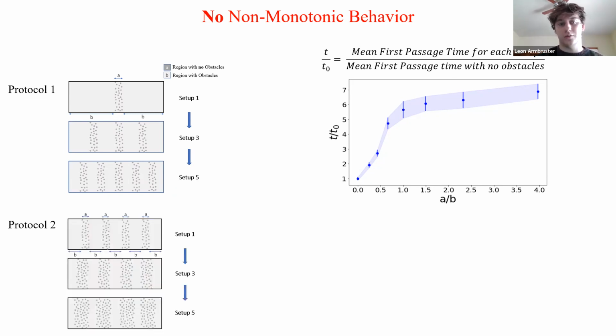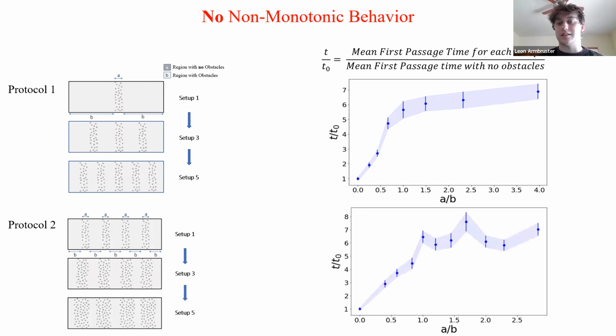For protocol 2, we keep the number of obstacles constant, but we increase the width of obstacles, again taking about 100 trials for each of these setups. You can see similar behavior. Up until A over B approximately 1, you can see a steep increase, and afterwards it sort of levels off. And if you remember back to the one-dimensional simulation, that is not what they found. They found non-monotonic behavior, that first increase and then the decrease.